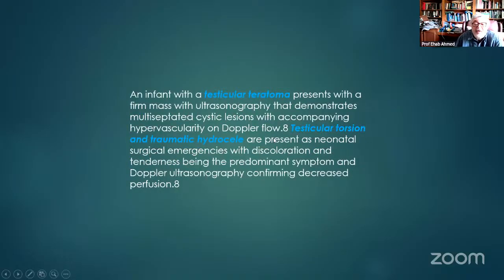Why is it not teratoma? An infant with a testicular teratoma presents with a firm mass with ultrasonography and demonstrates multi-septated cysts. So you can diagnose teratoma and differentiate it from peritonitis by the ultrasound. Testicular torsion, we talked about that. We talked about hydrocele.